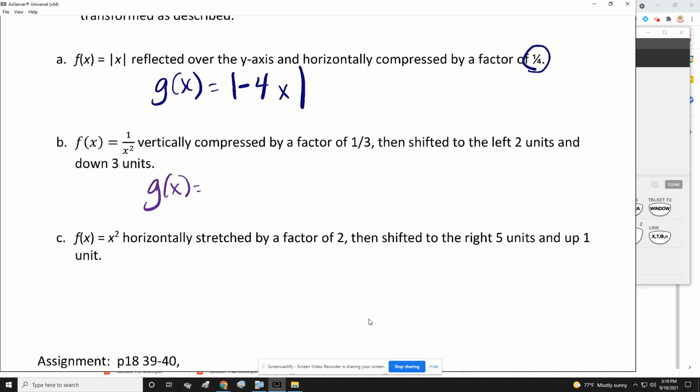Okay, so this one is going to take the squared function, vertically compress it by a factor of 1/3, shift to the left, and then down. So vertically compressed, we just multiply on the outside by that factor. All right, so we still have the 1/3, and then we're going to have something squared. All right, so to go to the left, we're going to add on the inside, and to go down, we're going to subtract on the outside.